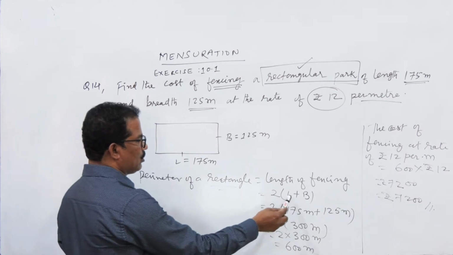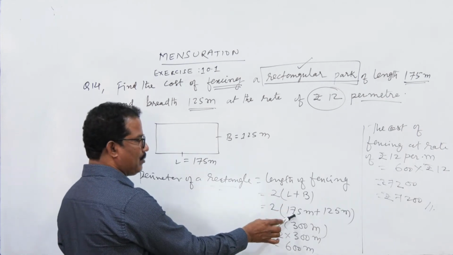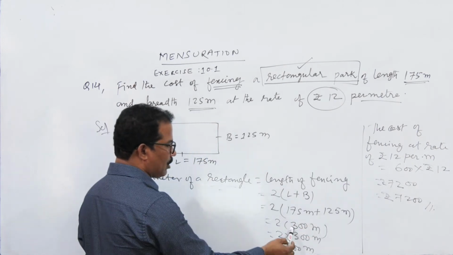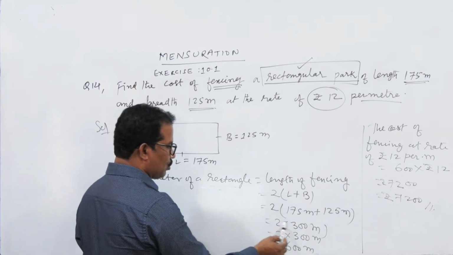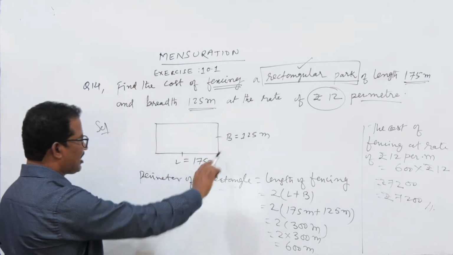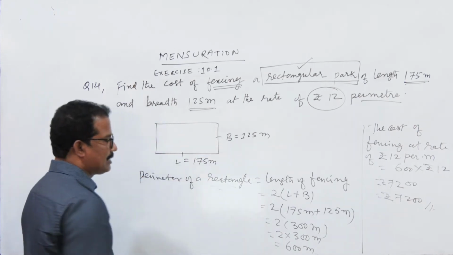That means 2 into length, how much? 175 meter. Breadth is how much? 125 meter. The sum of these two is equal to 300 meter. That is 2 into 300, that is 600 meter. Now we have the total length of this fencing equal to 600 meter.